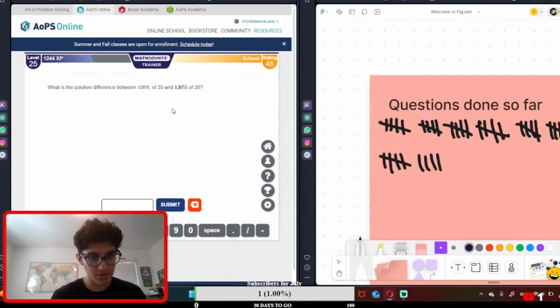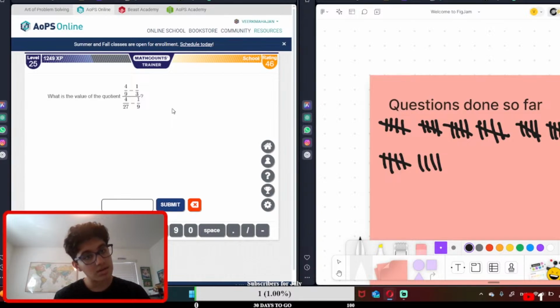What's the positive difference between 36 and 26? It's 10. What is the value of this quotient? So it's 12 minus 9. Sorry, what? 12 minus 9, 3. No, no, no. It's just 1/9 divided by 1, right?